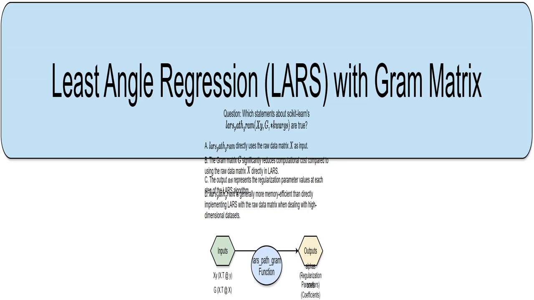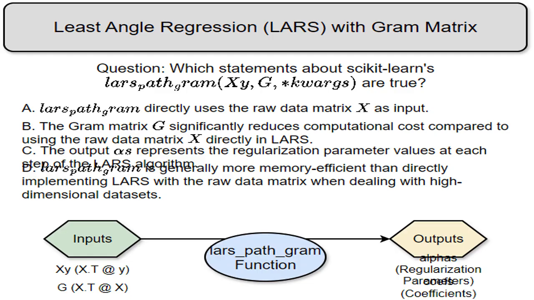This is my quiz question. I need to choose the correct statements describing how the function works and what it does. It's all about testing whether I understand the LARS algorithm and using a gram matrix. This is the core topic of my question. I'm using the least angle regression, LARS, algorithm, which is a way to find the best linear model. I use the gram matrix, XX, as a way to make the computations faster and more memory efficient.